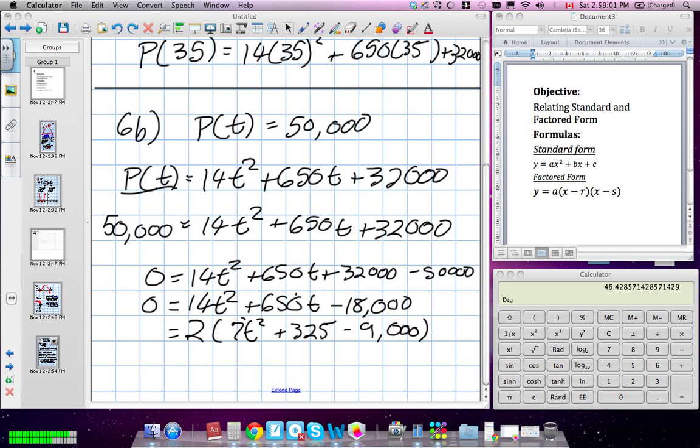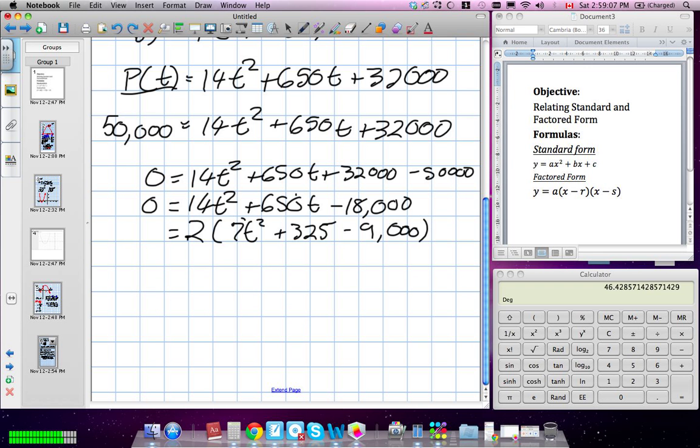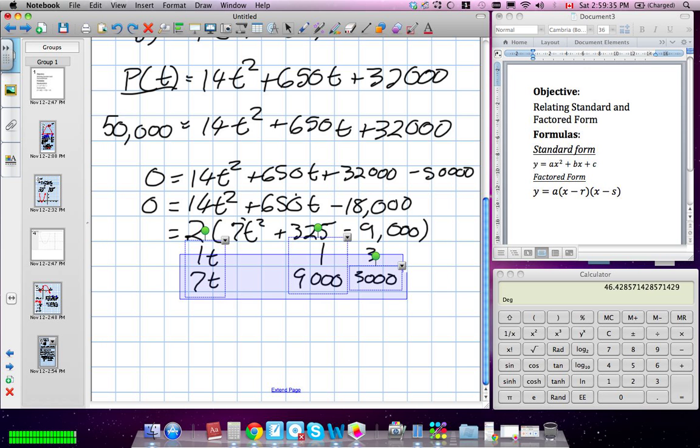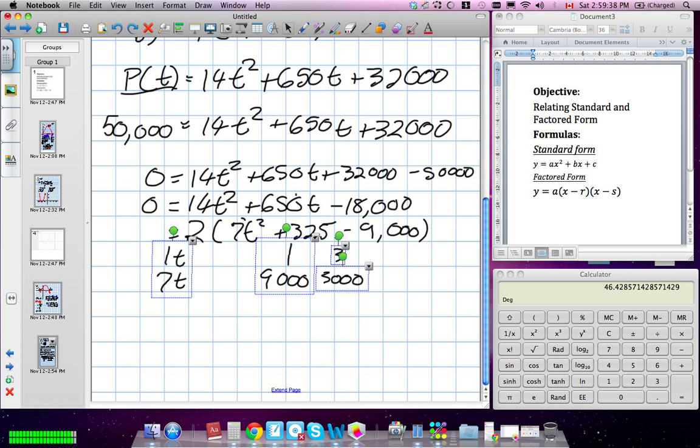Okay. So do you remember you write the factors of the first term and the last term? Is that how your teacher does it? Yeah. So we're going to have a lot of factors because we have 9,000 here, right? Factors of 7 are going to be 1T and 7T. Those are it. For 9,000, we're going to have 1 and 9,000, 3 and 3,000, 9 and 1,000. I'm going to shift this over because we're going to need a lot of room.